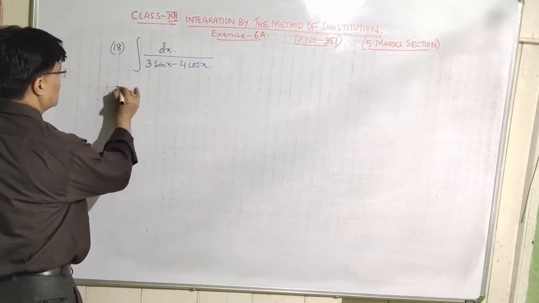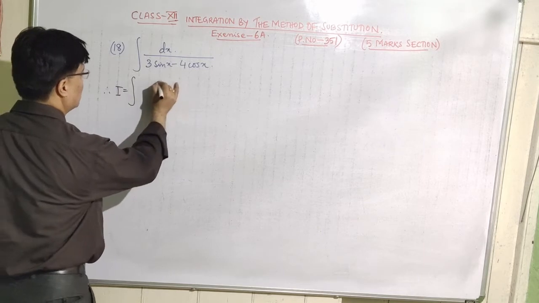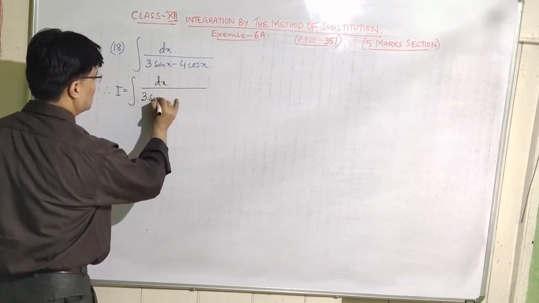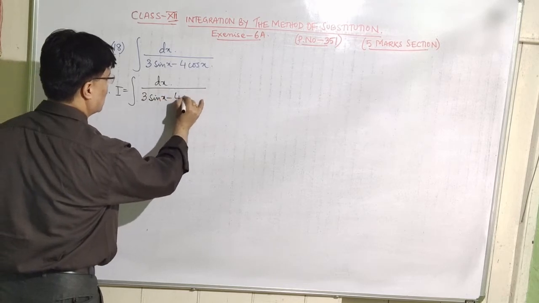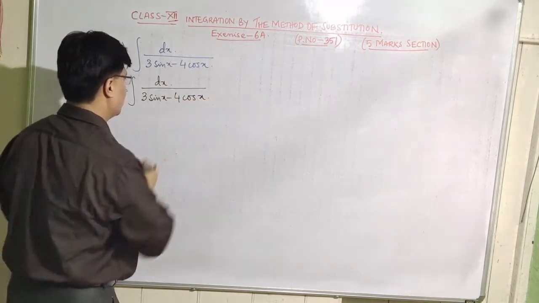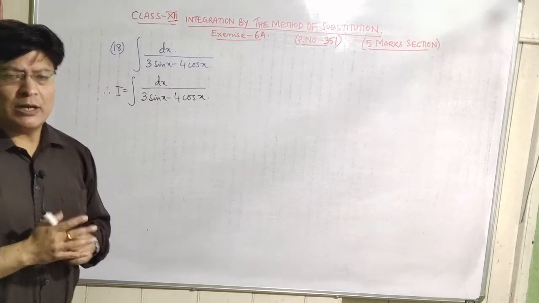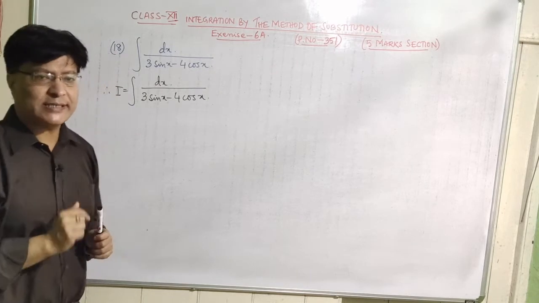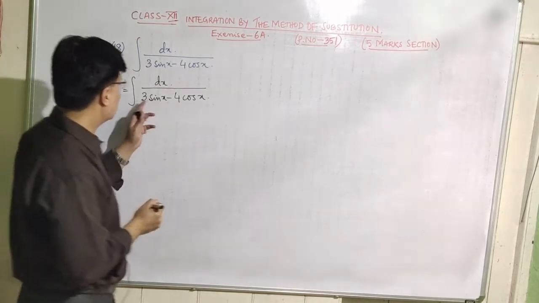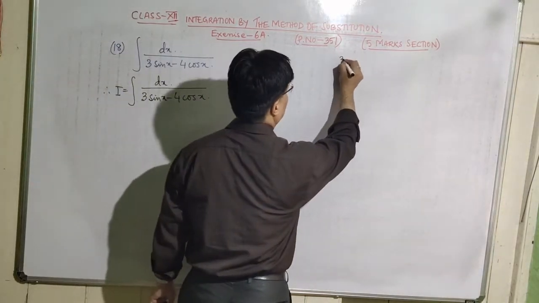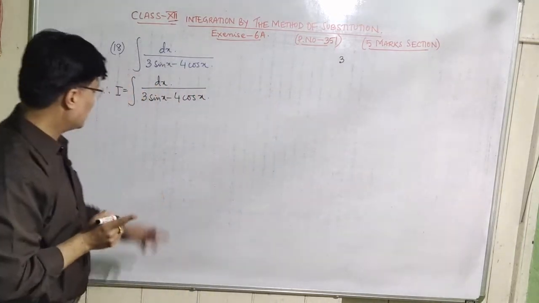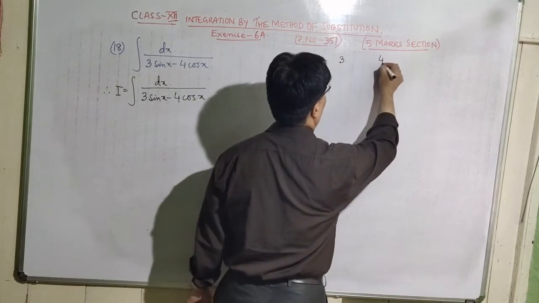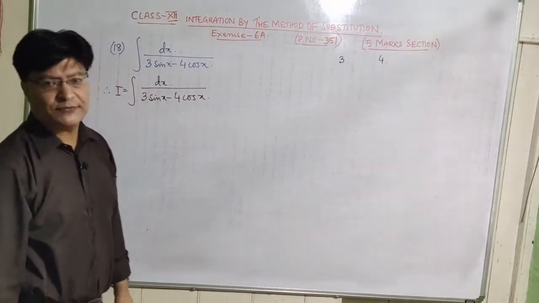So let us write first I is equal to integration of dx divided by 3 sin x minus 4 cos x. Okay, now what is the method here? Now you have to check the coefficient of sin x and cos x. What is the coefficient of sin x here? The coefficient of sin x is 3. And what is the coefficient of cos x? Coefficient of cos x is 4.